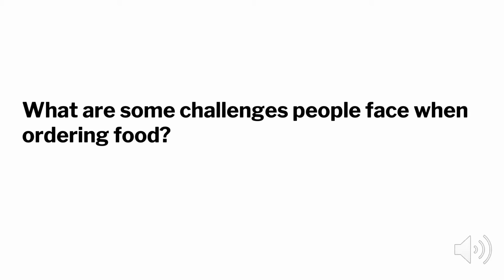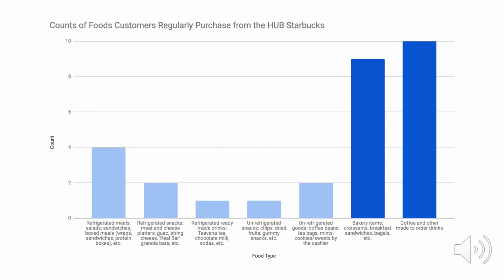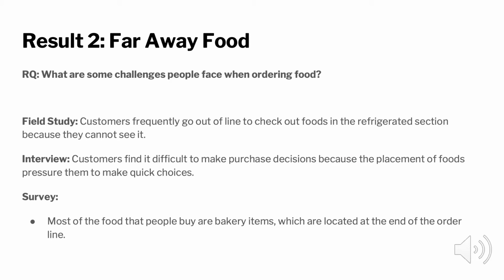My next analysis helps me answer the question, what are some challenges people face when ordering food? This graph gives me a distribution of the number of responses that chose which food item they regularly purchase at the hub Starbucks. As shown in this chart, most people choose bakery items and order coffee and other made-to-order drinks. This brings me to my second result, which I titled Faraway Food.